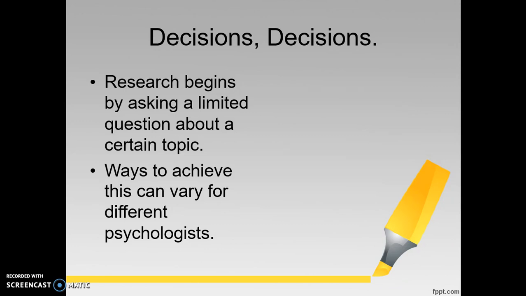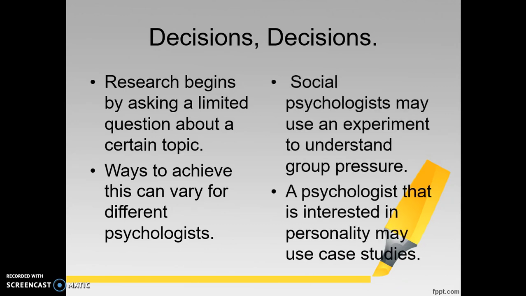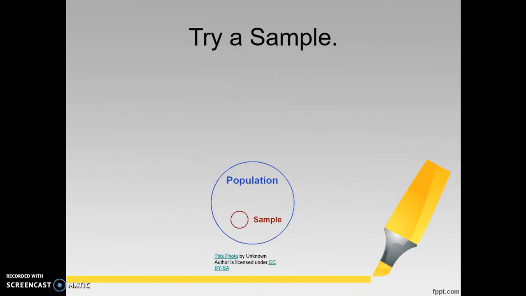Ways to achieve this question or topic can vary for different psychologists. For example, social psychologists may use an experiment to understand group pressure. A psychologist that's interested in personality may use case studies, and we'll talk more about, again, some of these different research methods as we go on here.